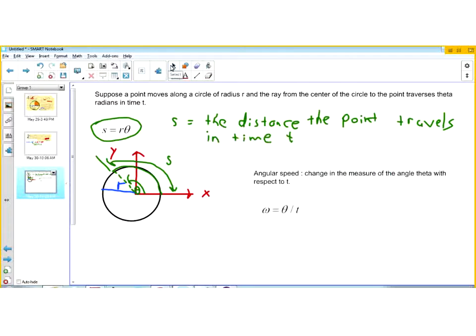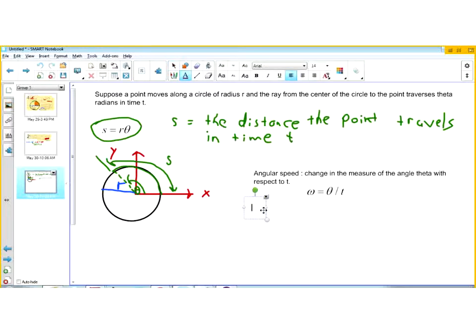Okay, so this is angular speed: the change in theta with respect to time as the particle or the point moves around the circle. Now the other quantity that we'll have is called linear speed, so we need to compare that with linear speed.